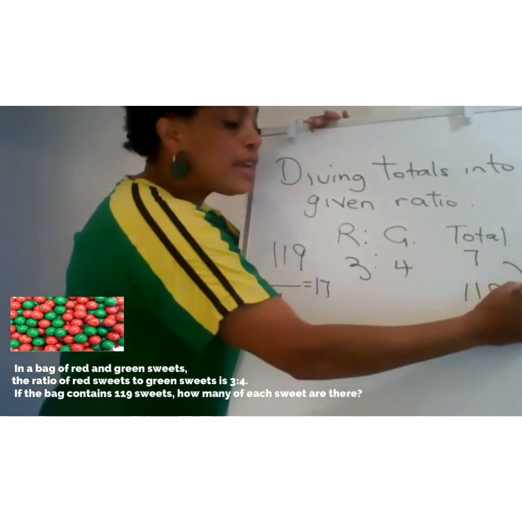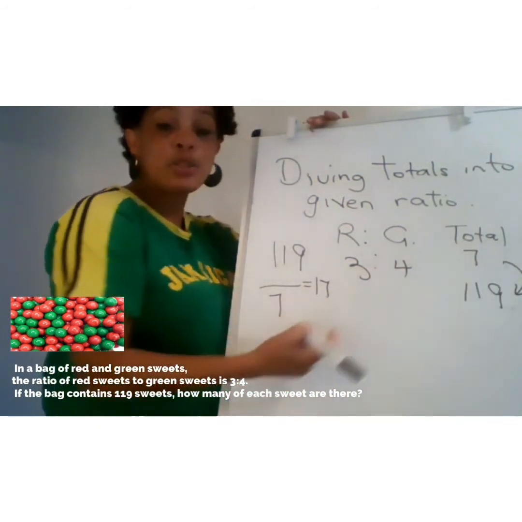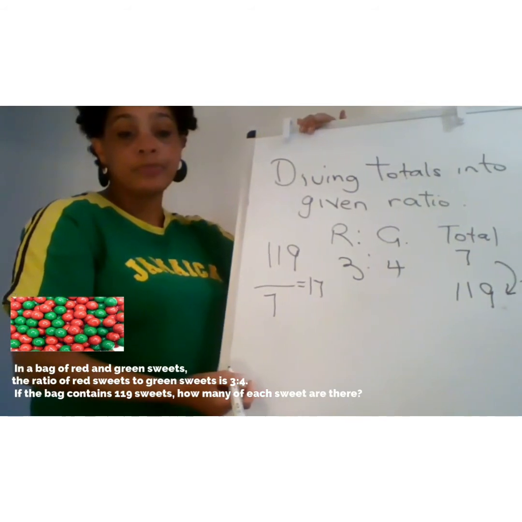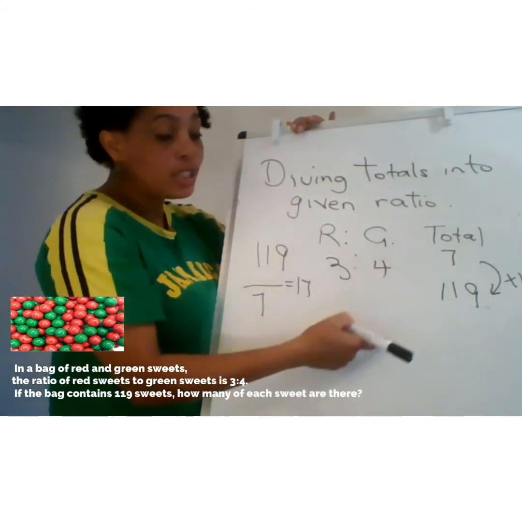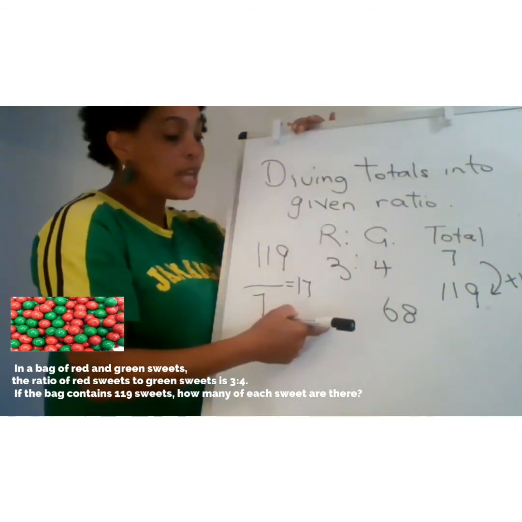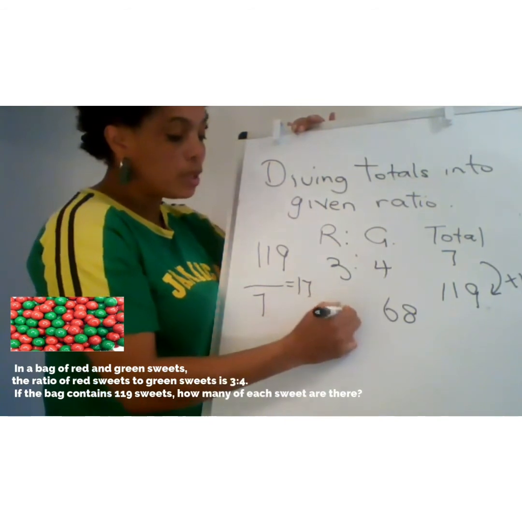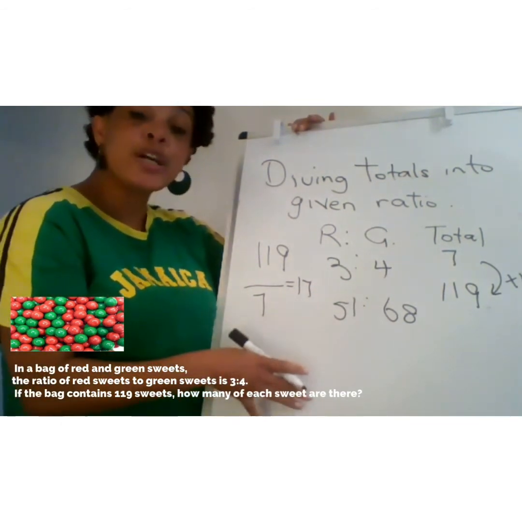What do I do from 7 to get to 119? Times by 17. In this case, you'd use your calculator. So if I times that by 17, it means I'm going to times this by 17, which gives us 68. It means I'm going to times this by 17, which gives us 51. So any one of the ways we look at it, we'll get our answer there.